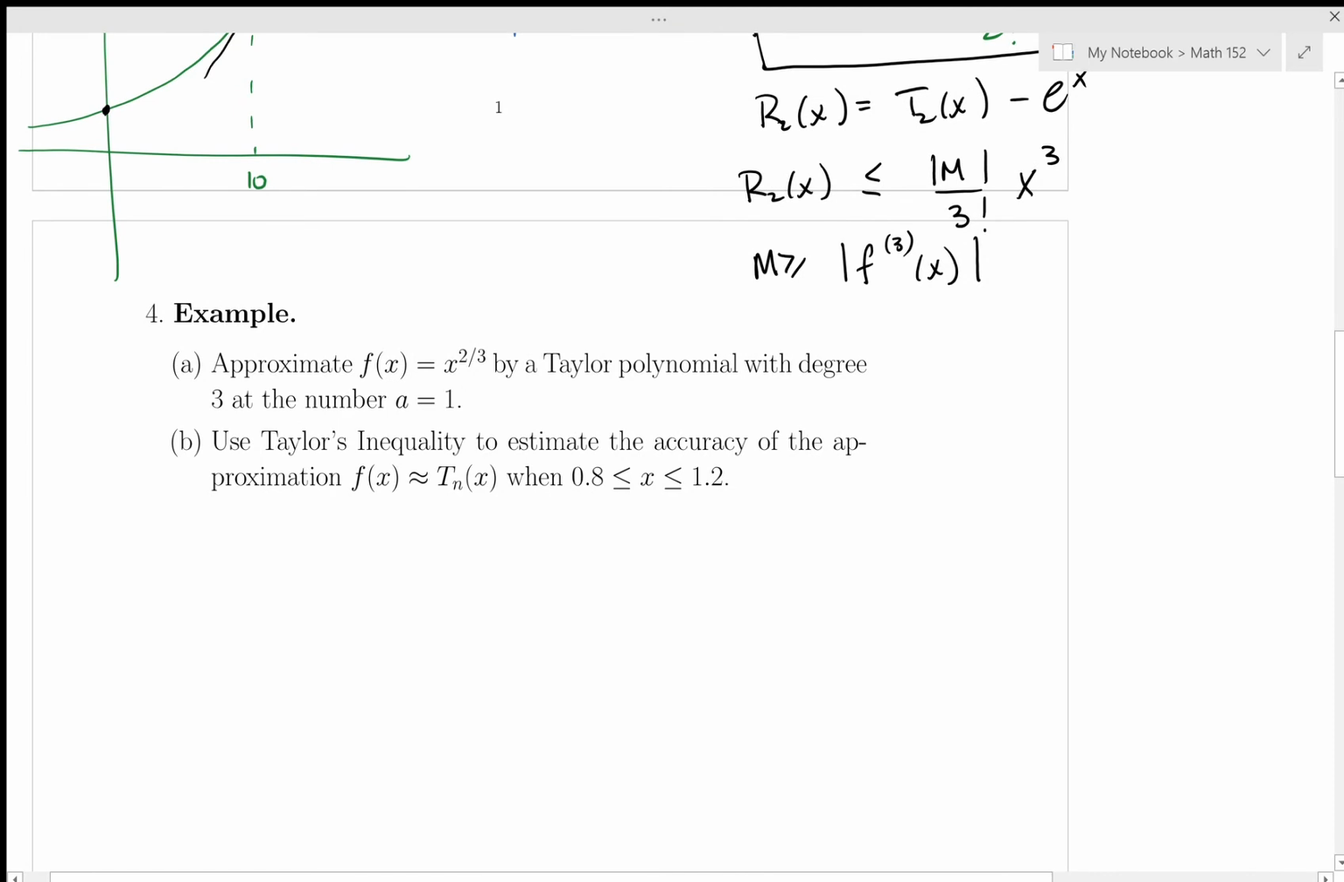Okay, let's do this here. So here's a question. Approximate f of x equals x to the 2/3 by a Taylor polynomial with degree 3 at the number a equals 1. And why is that chosen there? It is because 1 is midway through the interval that you wish to use it. You're interested in what the value of f of x is for values of x between 0.8 and 1.2. And you're going to do this by using a Taylor polynomial. So you're going to center your Taylor polynomial midway through the range. That's going to get you the best error bound.